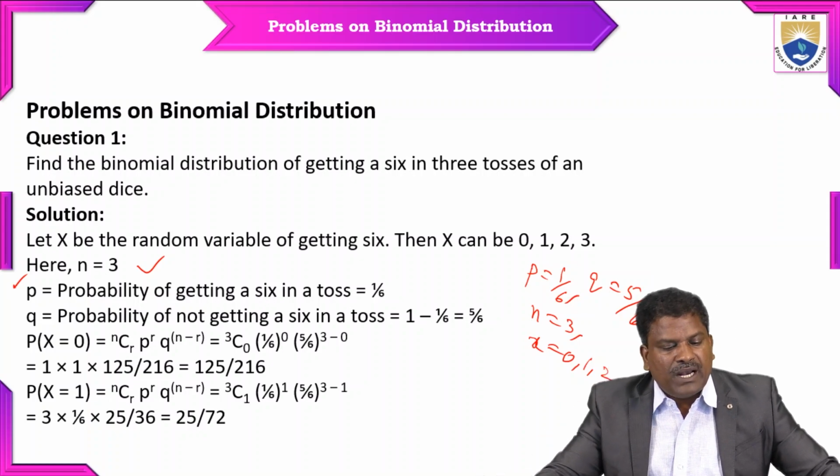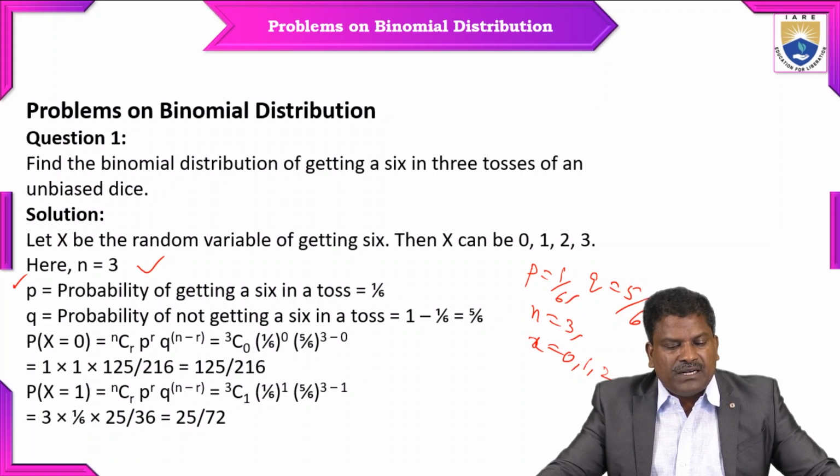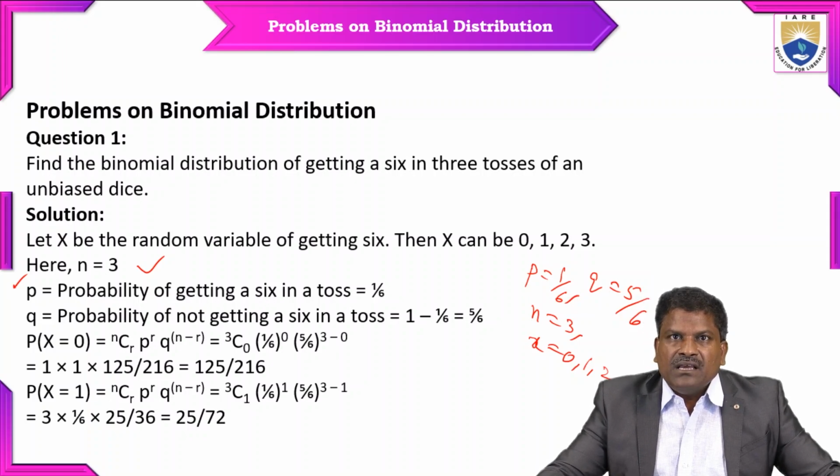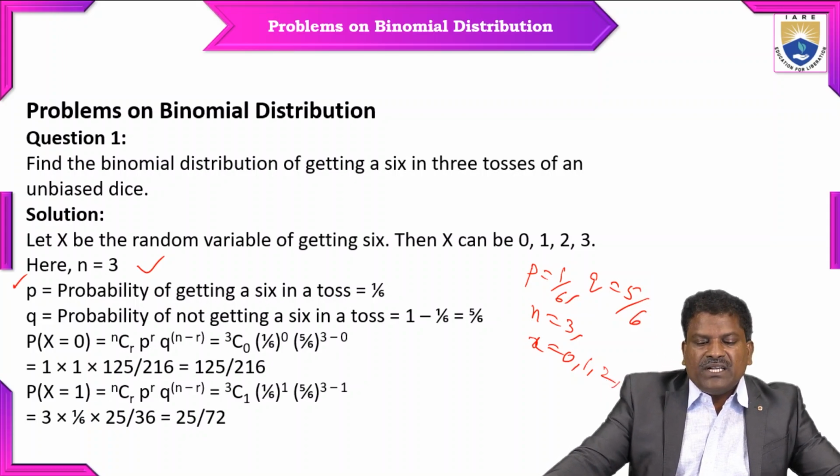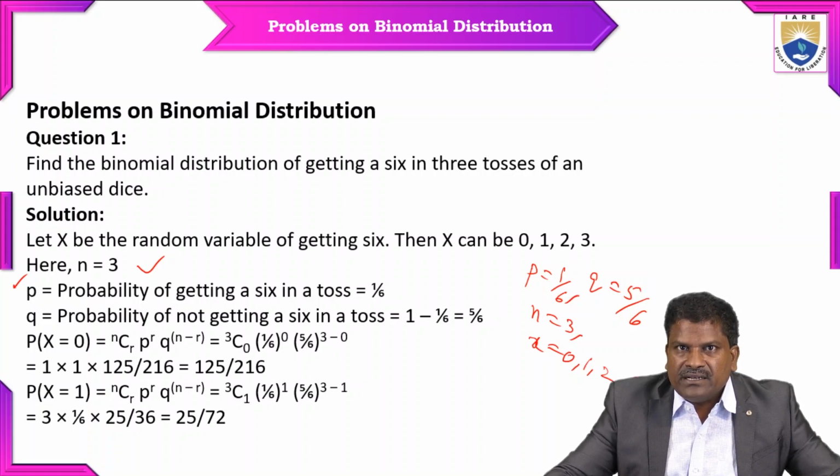Apply our formula, nCr p to the power r into q to the power n minus r. Apply in that formula. So n value 3, 3C0, p is 1 by 6 to the power r, means 0 here, q is 5 by 6 to the power n minus r, means 3 minus 0. So after simplification, it comes as 125 by 216.